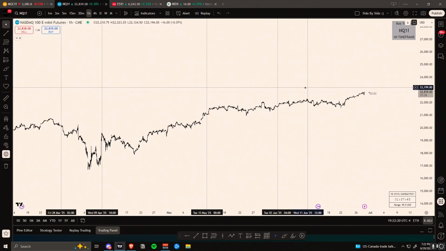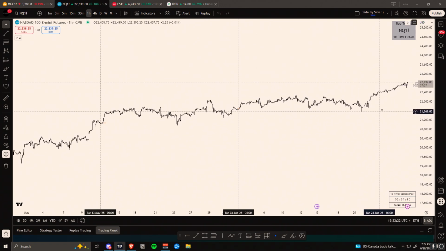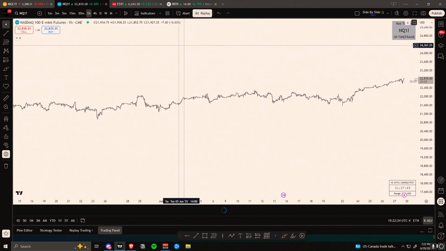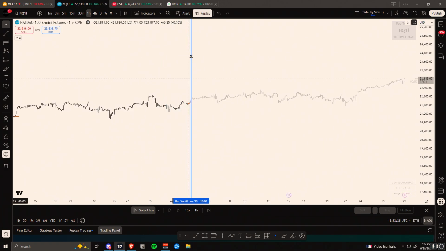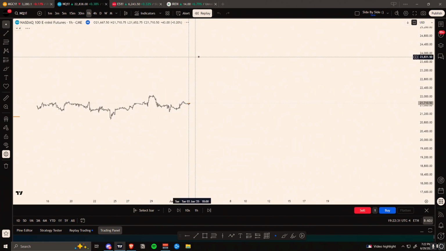You guys can see TradingView? Yeah, it's live. Alright, cool. So this will be the first example.